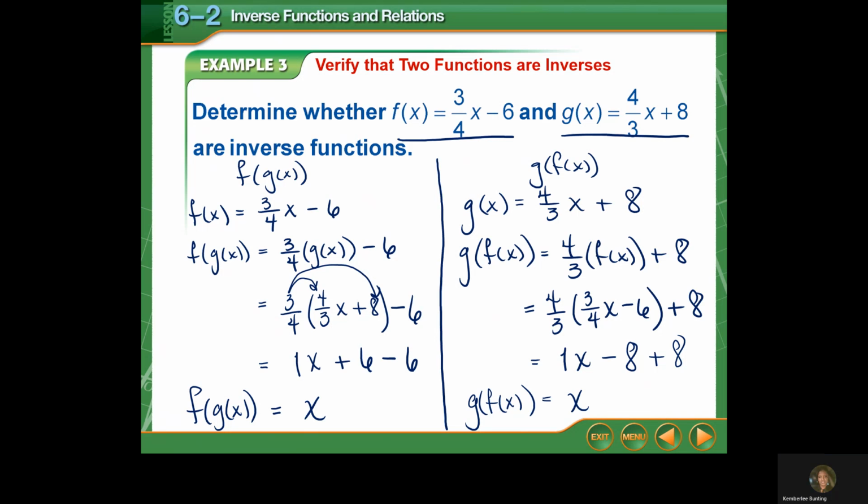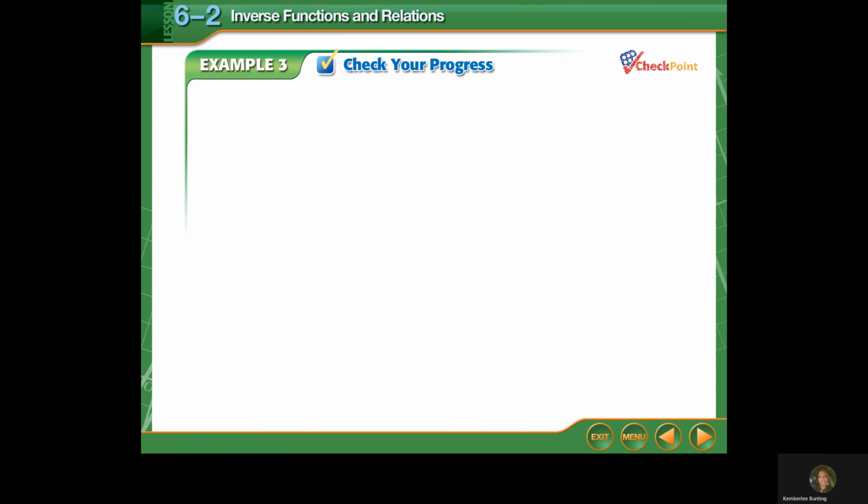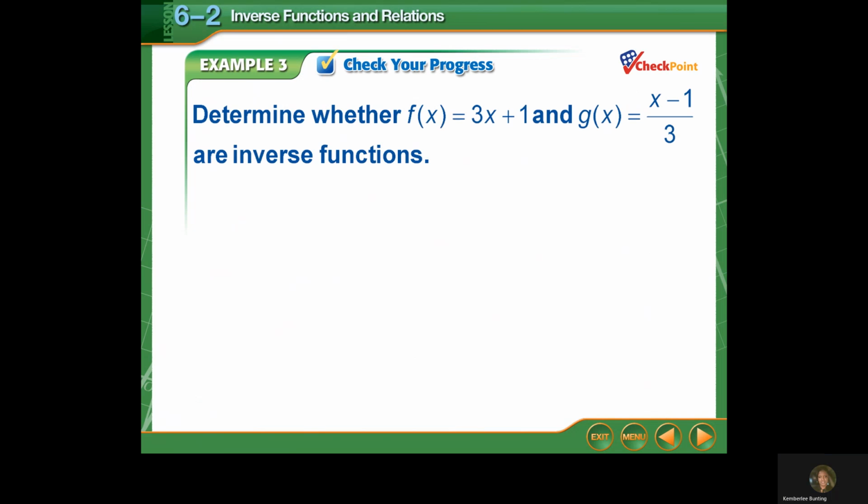Anybody else? All right. Do this one on your own. Determine whether f of x equals 3x plus 1 and g of x equals x minus 1/3 are inverse functions. Are they inverse functions? What do you have to do?